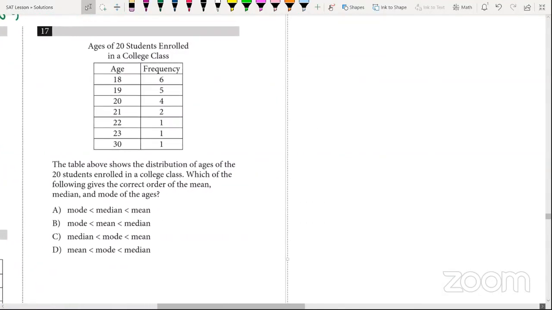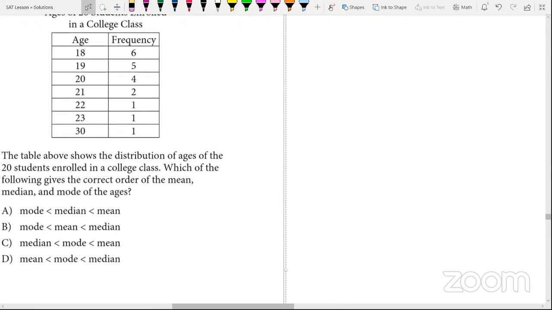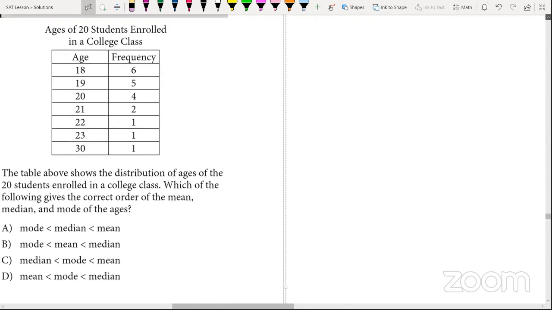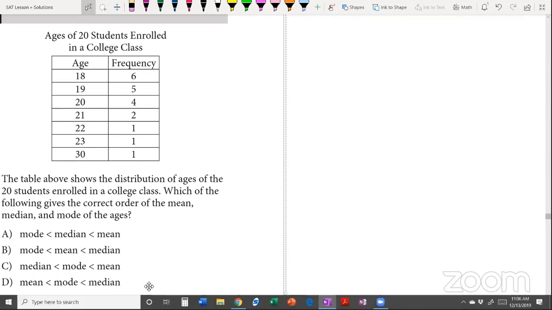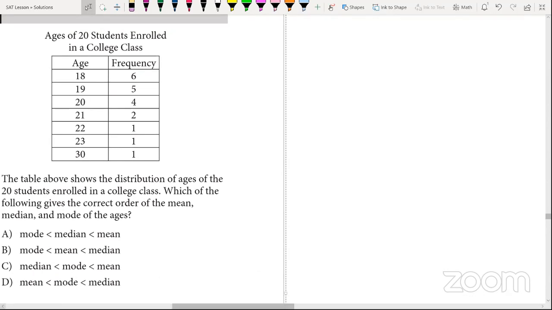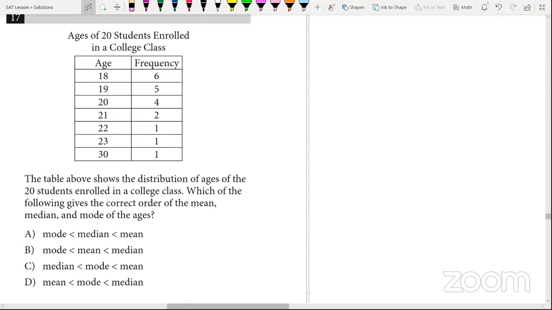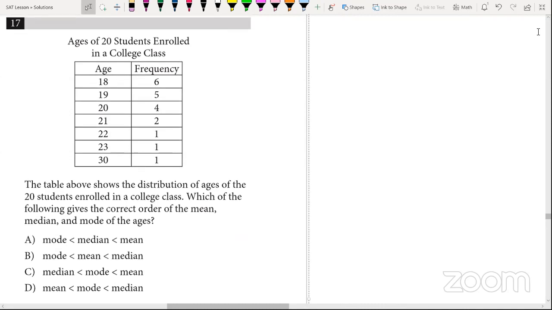The table shows the distribution of ages of 20 students enrolled in a college class. Here we go, sorry. The table shows the distribution of the ages of 20 students. What's the mean, median, and mode of the ages? So the mode, if we start with that one, is the one that's the most frequent.